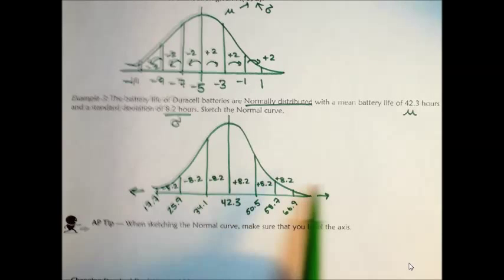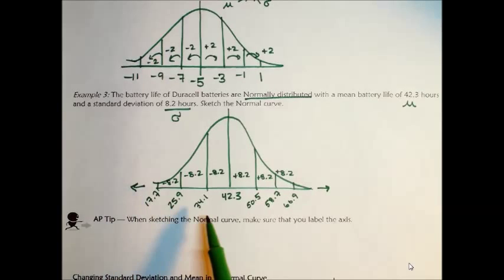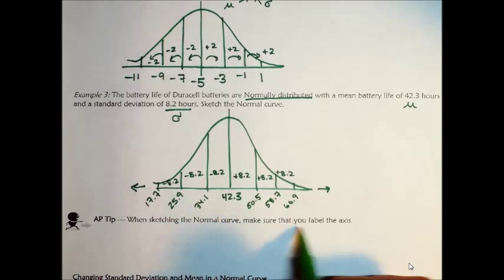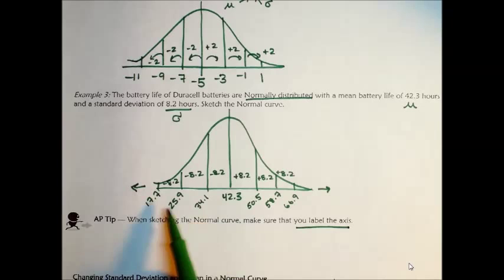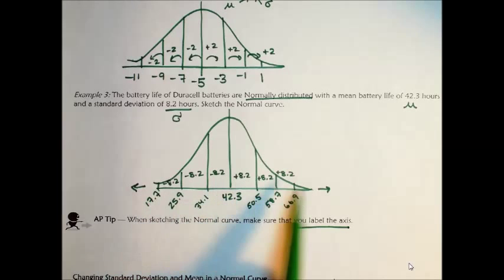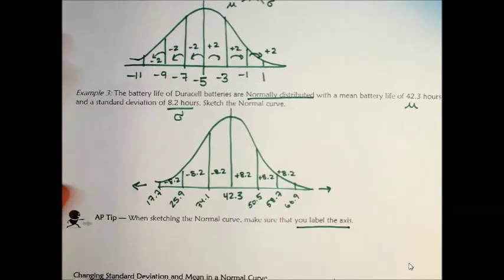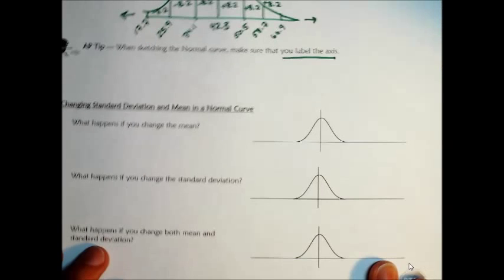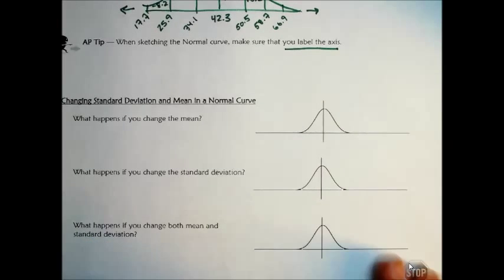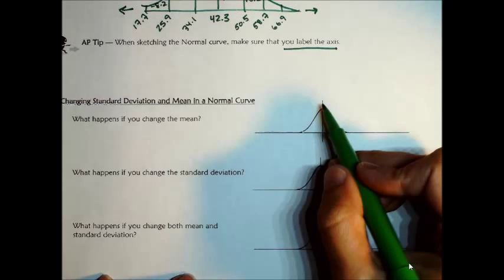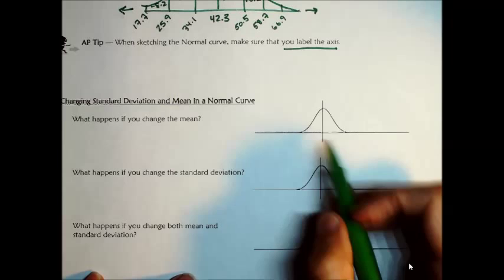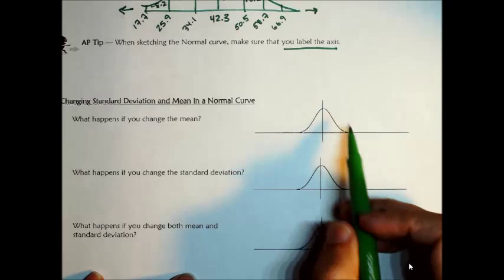It's really important to note that when you're sketching a normal curve on the AP test, you have to include your labels. So you have to include these numbers on the bottom for scales. The last thing that we want to look at is what happens to a normal curve when you change the mean and you change the standard deviation. Know that the mean is the center. If you change the center, the whole shape is going to stay the same, but it's going to move left and right.